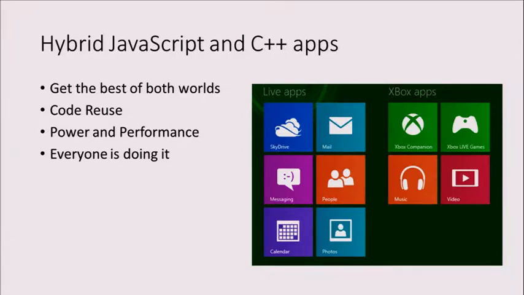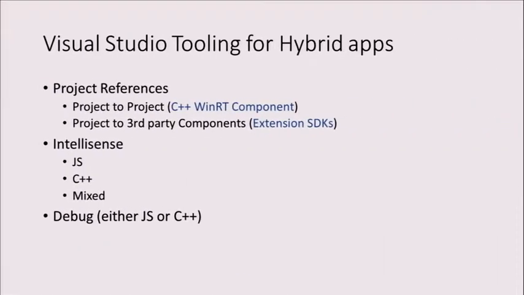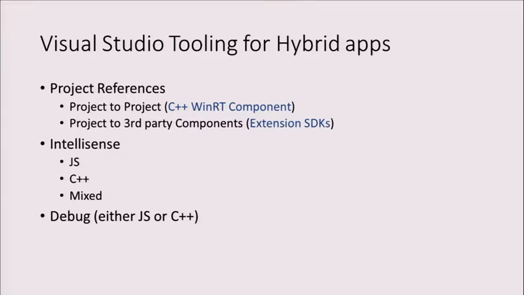And a lot of apps that are in the box right now are using this hybrid technology: HTML5 JavaScript for UI, and C++ code behind for compute. Some of the examples are mail, messaging, people, all of these apps that Microsoft has built. Again, you can reference the C++ WinRT component from a JavaScript app in the project by doing project-to-project references. And you can use the extension SDK mechanism, and you see IntelliSense in both.